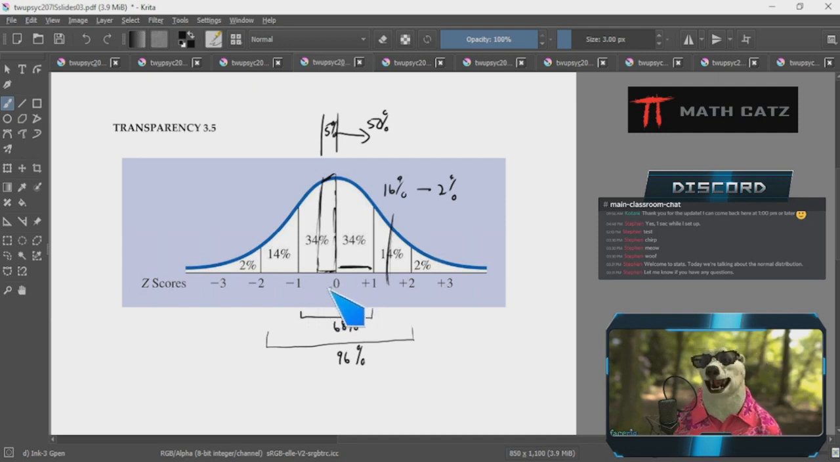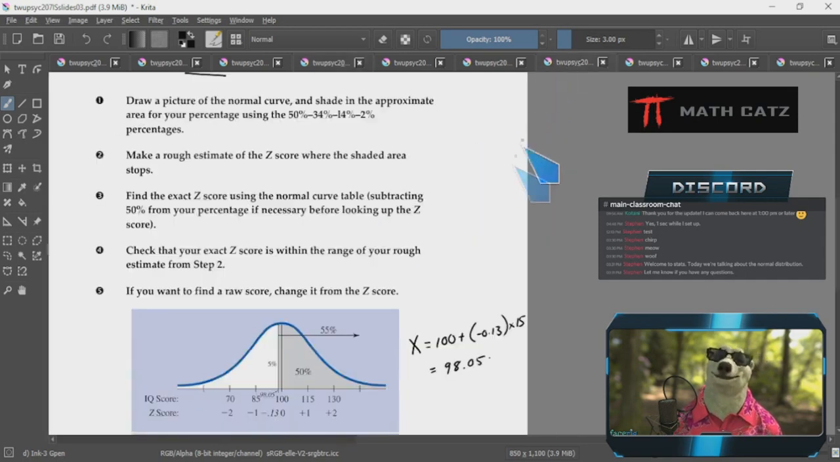I don't know exactly which one it's going to be closer to. I like to say 0, but it's a little fatter at the top here, so I don't know for sure. But definitely between -1 and 0, right? So I can draw a picture, use my 34, 14, and 2 breakdown, rough but still useful, and make a rough estimate. What do I think the z-score is going to be?